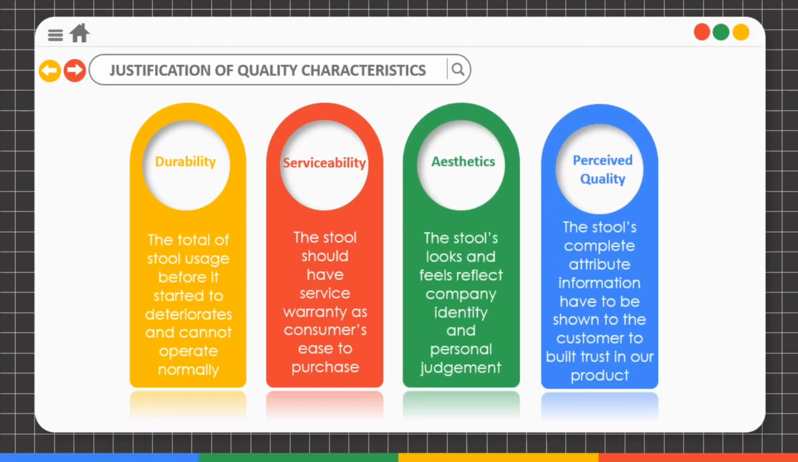Other than that, durability. The total amount of tool usage before it starts to deteriorate and cannot operate normally. Then, serviceability. The tool should have a service warranty as consumers purchase it. And then, aesthetics. The tool's look and feel reflect company identity and personal judgment. And finally, perceived quality. The tool's complete attribute information has to be shown to the customer to build trust in our product.